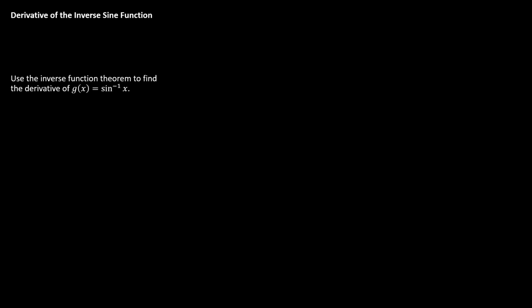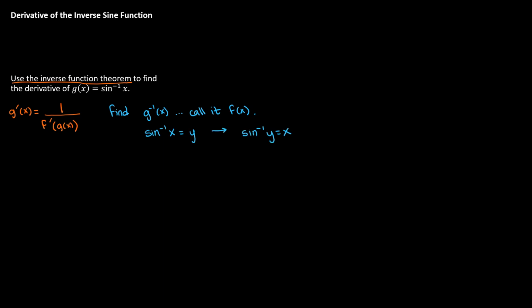Recall that our theorem says that the derivative of g would be equal to 1 over the derivative of its inverse, evaluated at g. So we're going to start again by finding the inverse to our function. So we have g of x is sine inverse. We need to find the inverse to that. So I will set my function equal to y, swap my x and y's, and then using the definition of sine and sine inverse, I can just rewrite that expression to say sine x is equal to y.